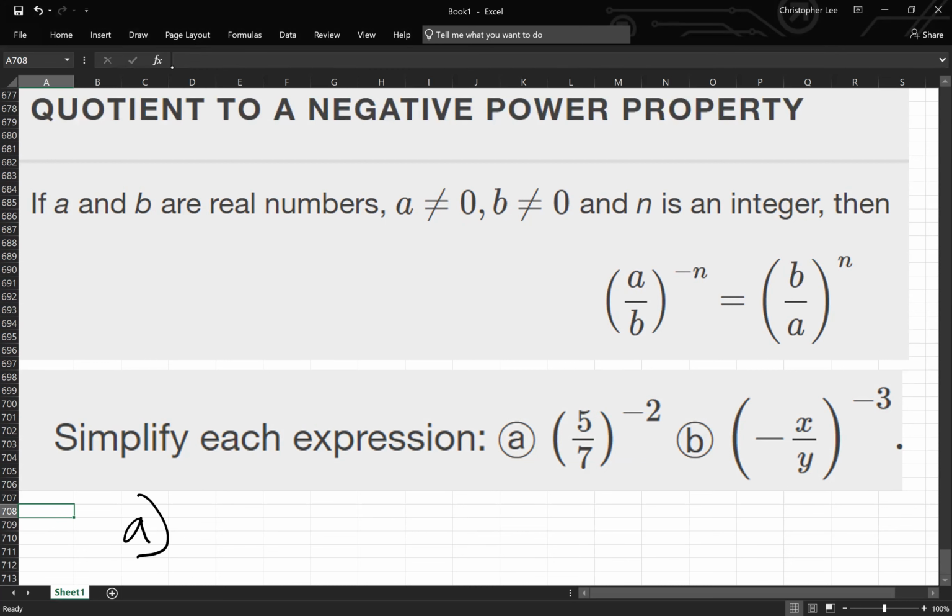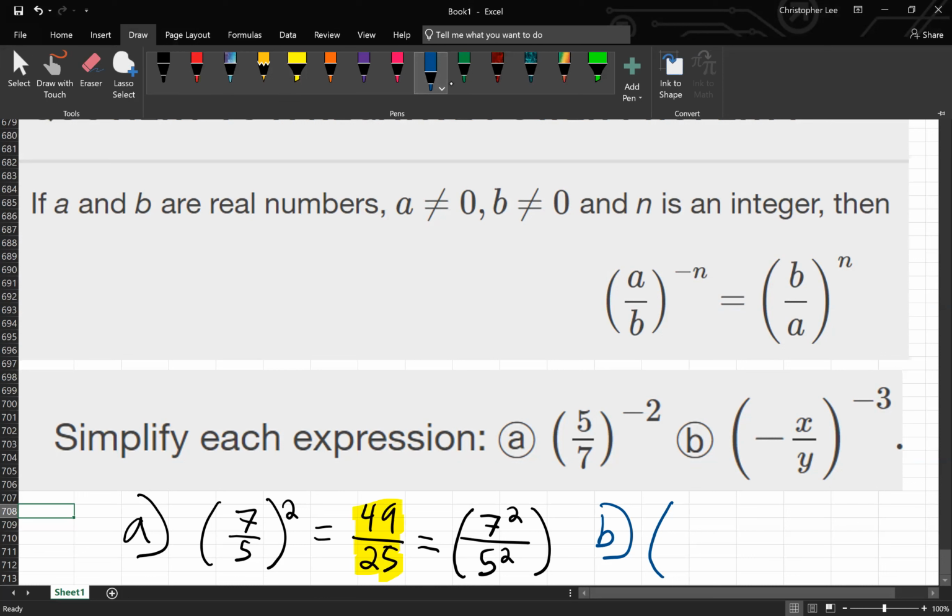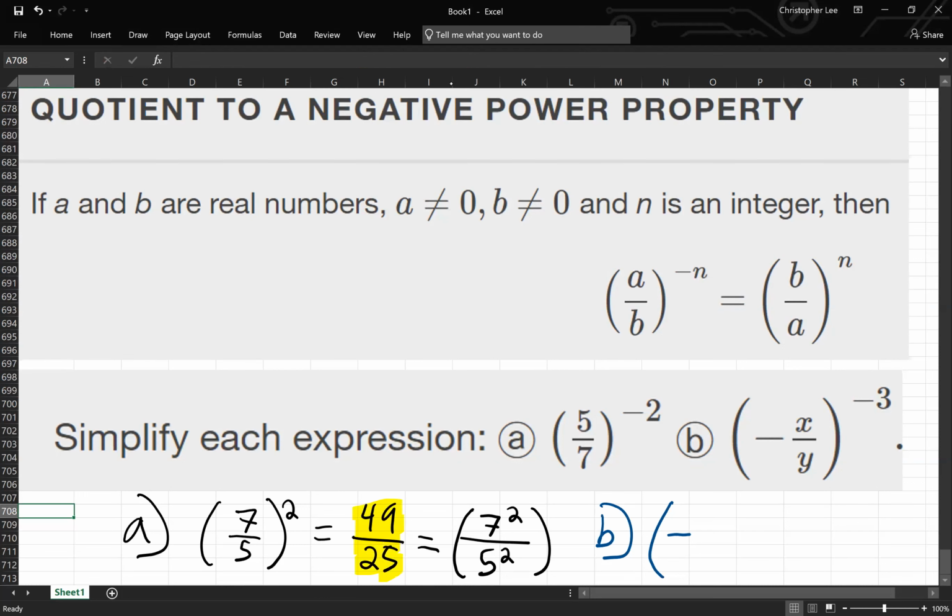How about B? What's the answer? This would be the final answer right here. Negative Y over X to the third power. So what's my answer? Negative Y to the third over X to the third. Good. I'll take it.